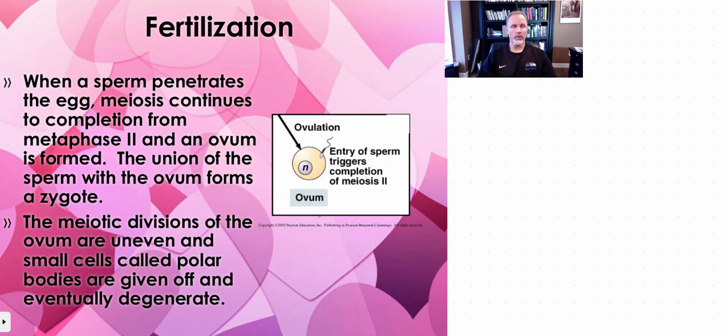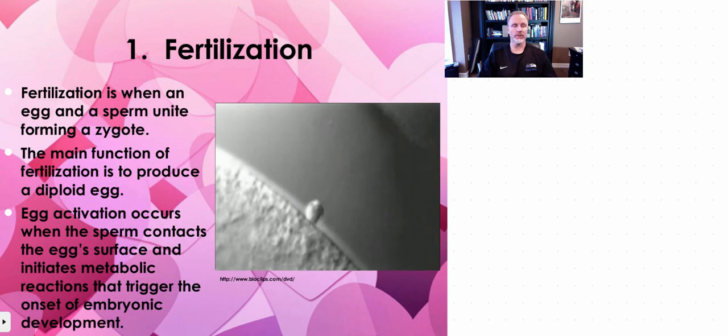Okay, so as far as fertilization itself, this is where the sperm is going to penetrate the egg, and then meiosis is going to be stimulated to complete in that egg. And the union of the sperm and the egg, of course, we said is the formation of the zygote. And we also talked a little bit about the uneven meiotic divisions that occur during the formation of an egg, ending up with those three polar bodies that are gotten rid of, and then that one functional egg.